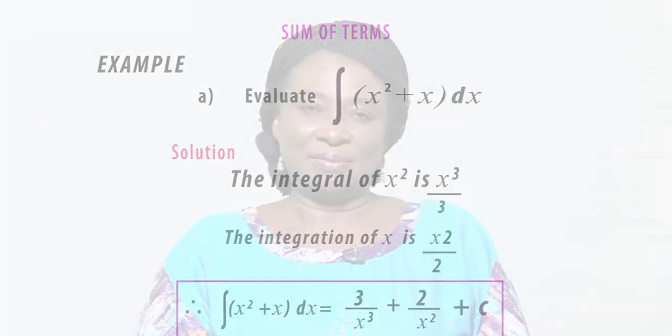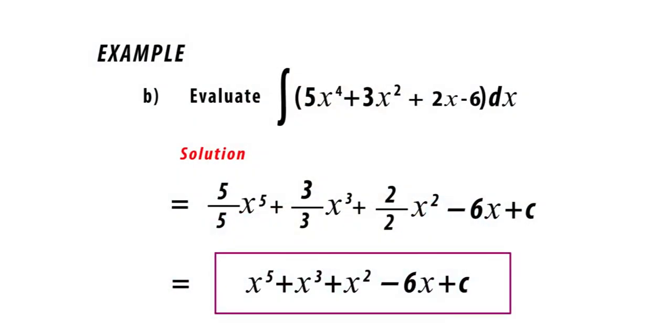B. Evaluate the integral of 5x to the exponent 4 plus 3x squared plus 2x minus 6 dx. Let's take the solution.